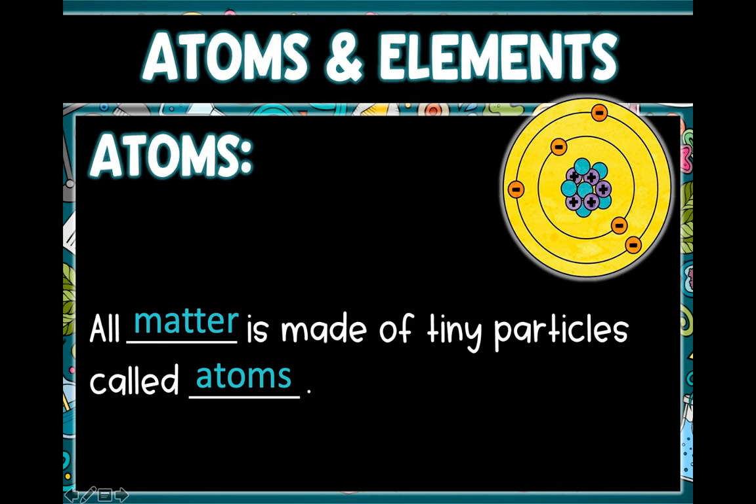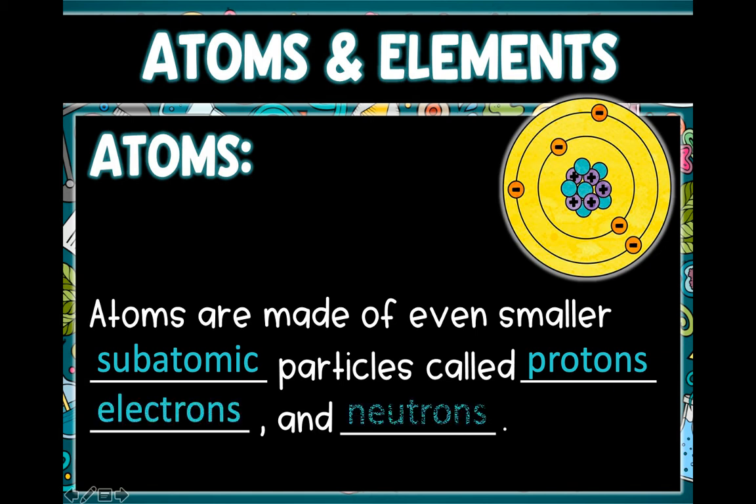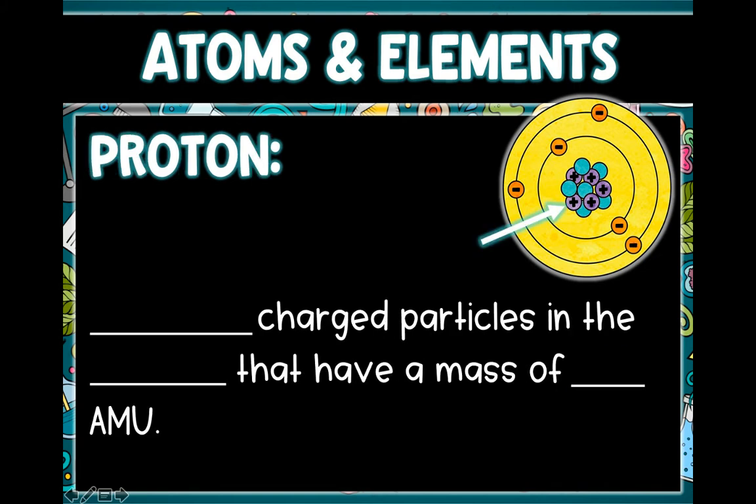So anything that's matter is made up of atoms. Atoms are made up of even smaller things called subatomic particles. The subatomic particles we're going to be looking at are protons, neutrons, and electrons. Those are the three subatomic particles in an atom. The first one we're going to look at is a proton.